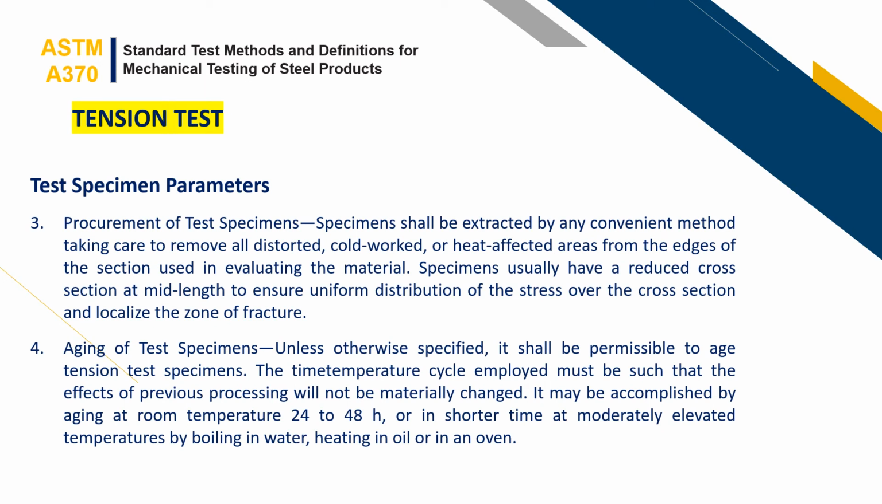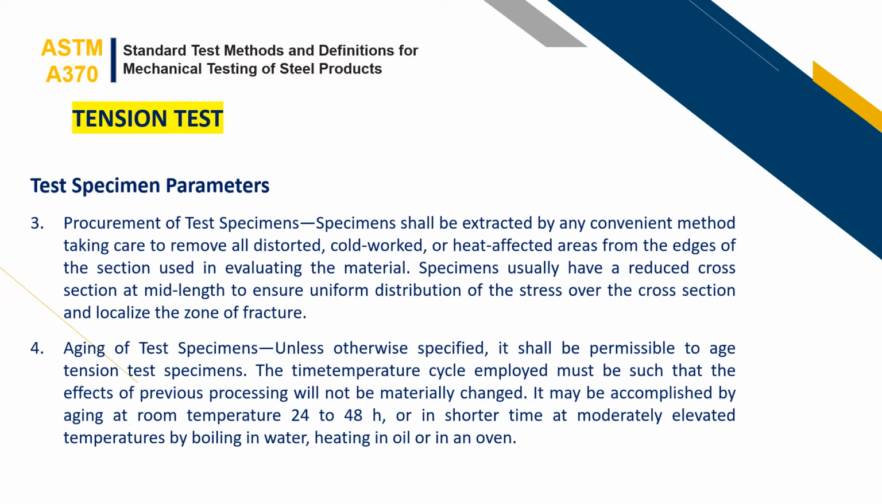Now for the procurement of test specimen, specimens shall be extracted by any convenient method, taking care to remove all distorted, cold-worked, or heat-affected areas from the edges of the section used in evaluating the material. Specimens usually have a reduced cross-section at mid-length to ensure uniform distribution of the stress over the cross-section and localize the zone of fracture. Next is the aging of test specimen.